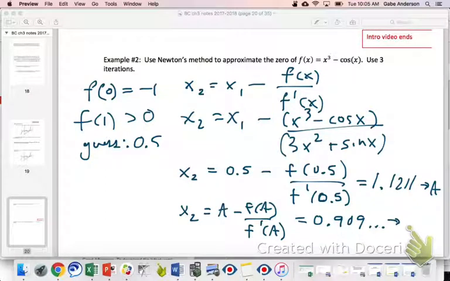I would store that again as either alpha A or alpha B, whatever you choose. And then we'll try to run it one more time. I'll come over here and do that. So for the final time, x2 would equal b minus f of b over f prime of b.